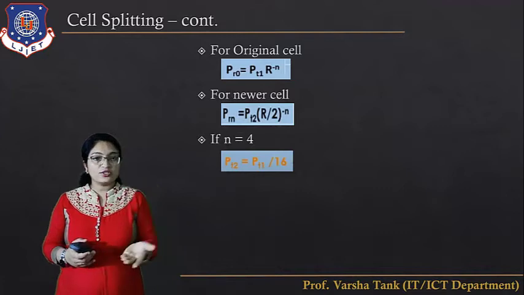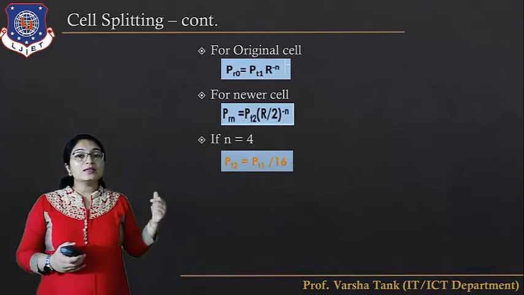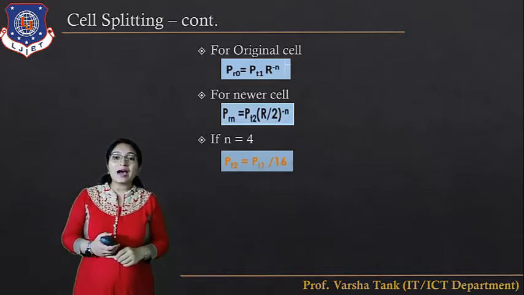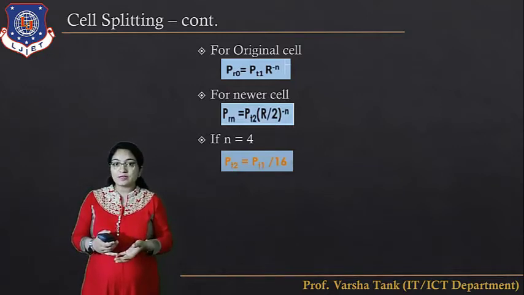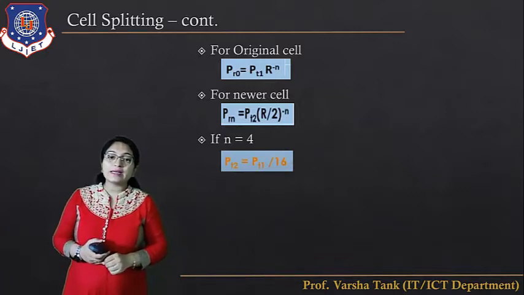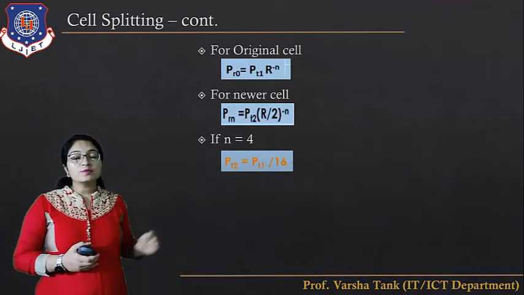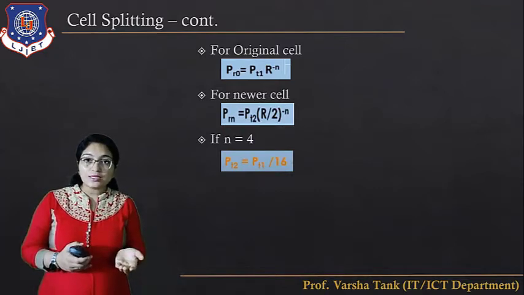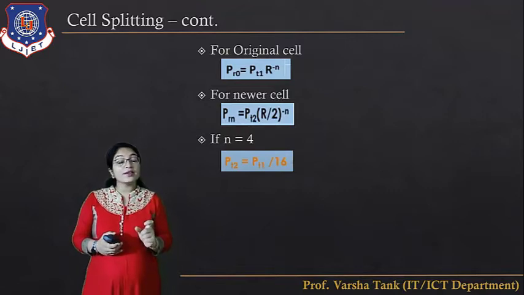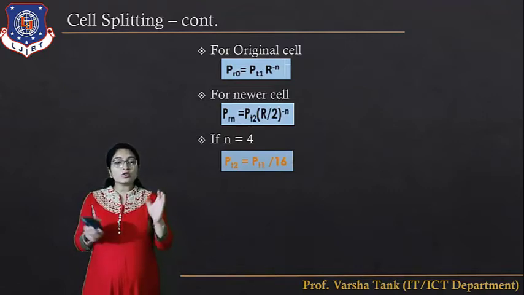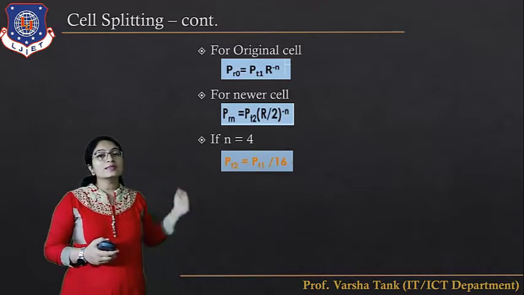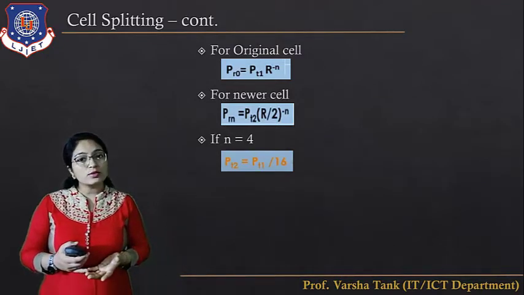Now if we generate the newer cell by splitting the original cell, the formula becomes PRN, that is for the newer cell transmission power, PT2 into R by 2 raised to minus N. Here is the transmission power required in the newer cell, and the radius is divided by 2, because we are splitting the cell, so the radius will also decrease, and raised to minus N, where N is the path loss exponent.